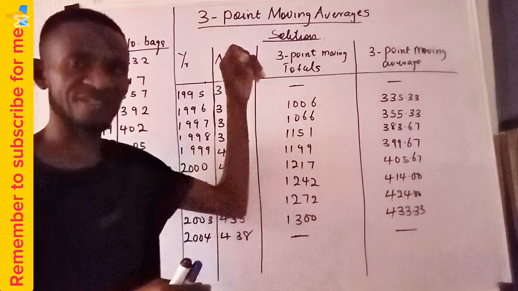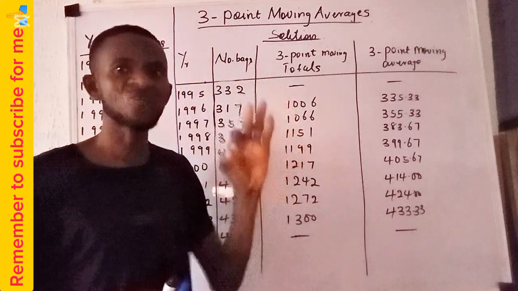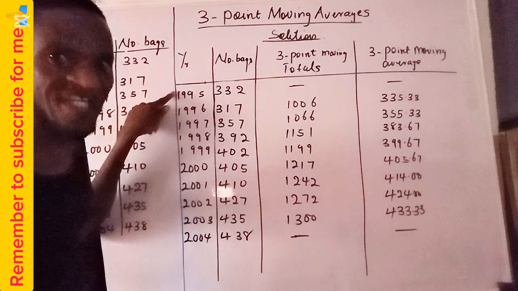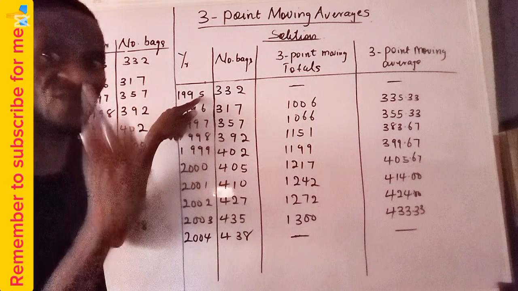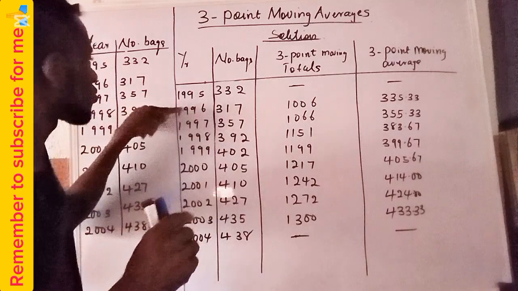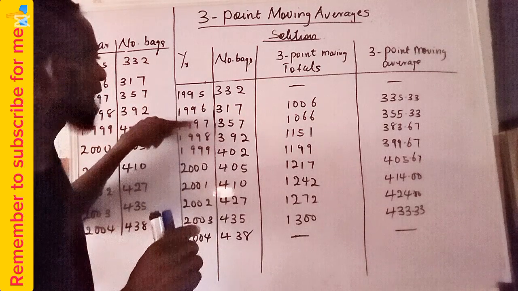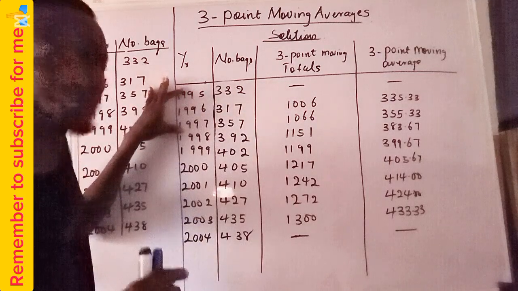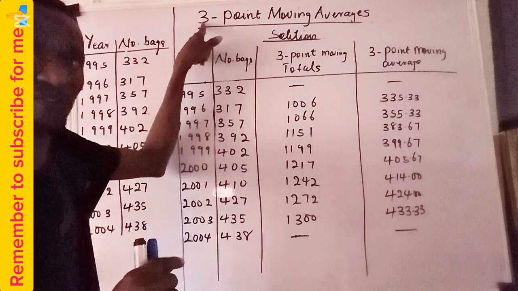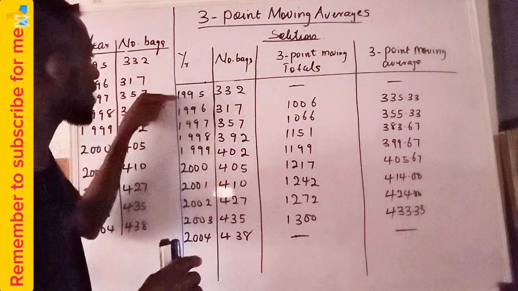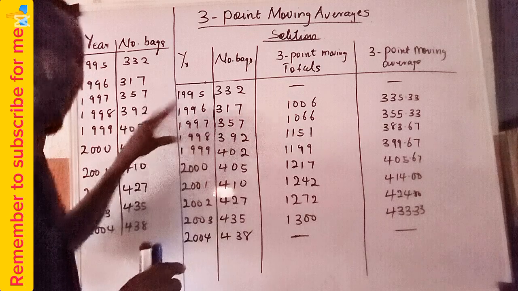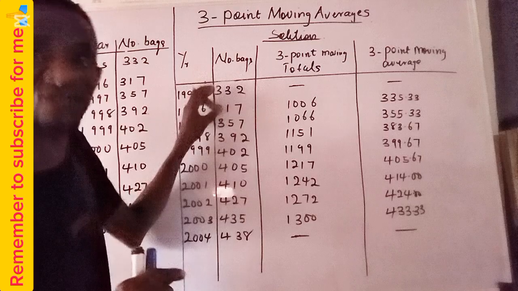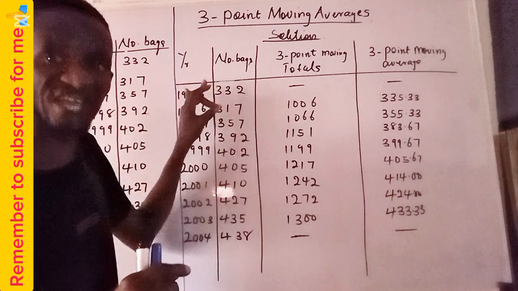When they talk about 3-point moving totals, what you do is you begin from the first data point, which is in the year 1995. Then you count 3: 1, 2, 3. Then you sum the number of bags that are produced in these 3 years, because you are talking about 3 points. If you talk about 4 points, you are going to count 1, 2, 3, 4 before we begin to obtain their totals by summing the number of bags in each year.